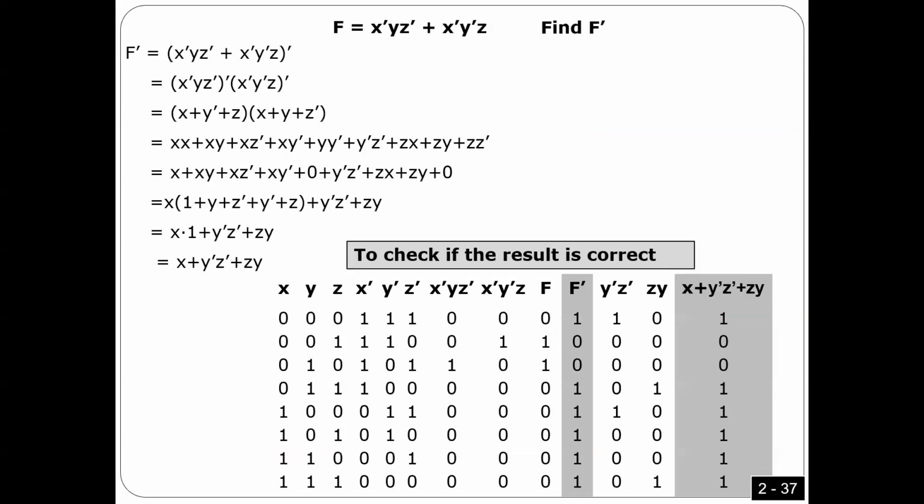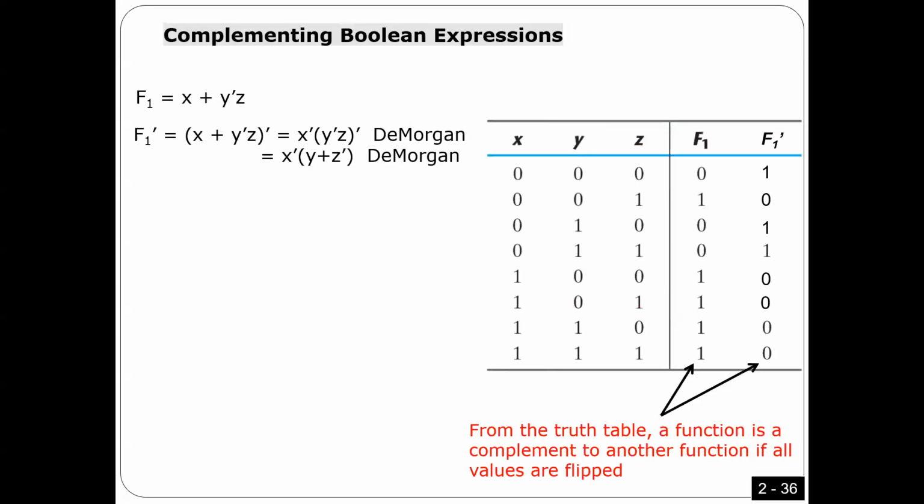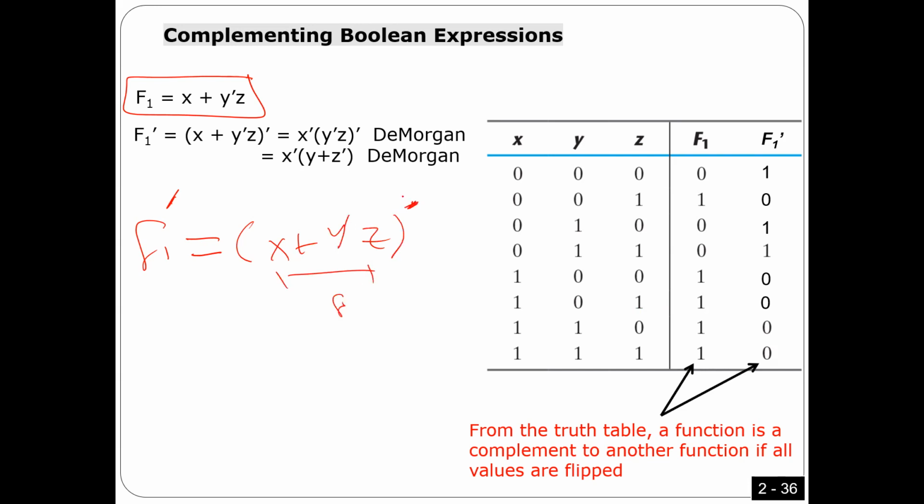Okay. Now I'm going to talk about something else here. We call it complementing a function. If you have F, how can you get F prime? What this means is, for example, if I have this F1, how can I get the complement of F1? I'm going to call it F1 prime. So this should be equal to the complement of X or YZ. This is F1 prime. Is that okay?